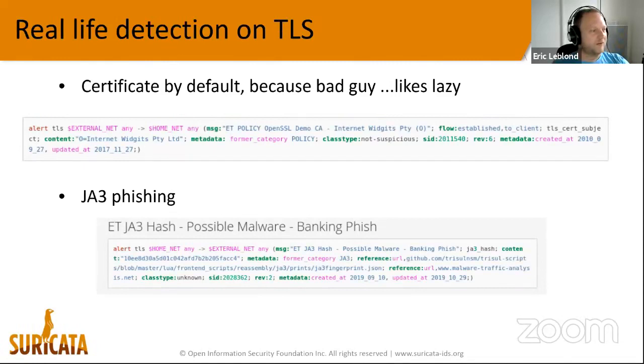Another usage that we can have, and we'll get into detail on JA3 just after that, is JA3 fingerprinting. It allows us to identify a server implementation. So in this case, for instance, we've got this signature, JA3 hash for banking phishing, that detects a phishing site based on the implementation that is used.